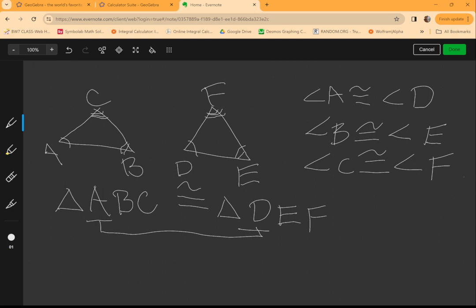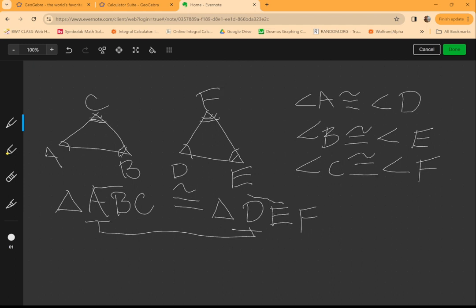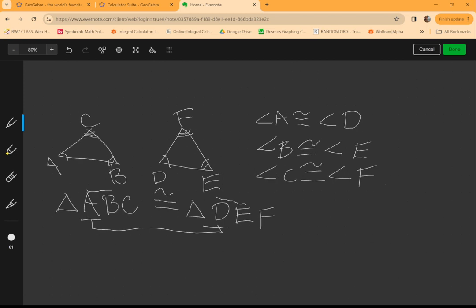Now, not only are the angles congruent, but so are the corresponding sides. Reading the triangles, you can read this as AB is congruent to DE, which means they have the same measure, the same length. Then you can take the same approach reading the triangle here, BC. Usually these are denoted by tick marks.